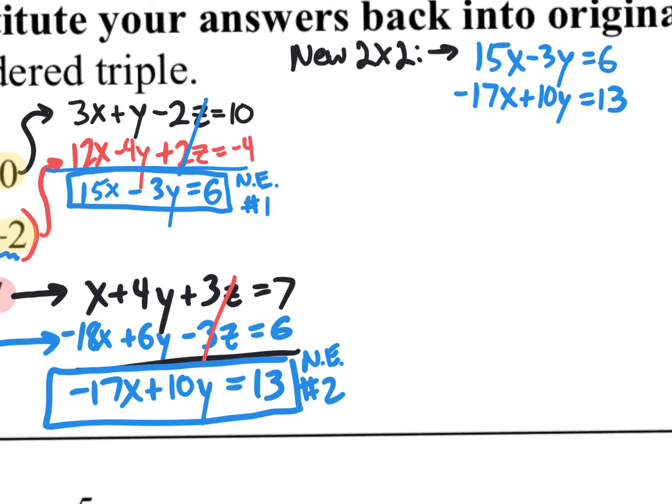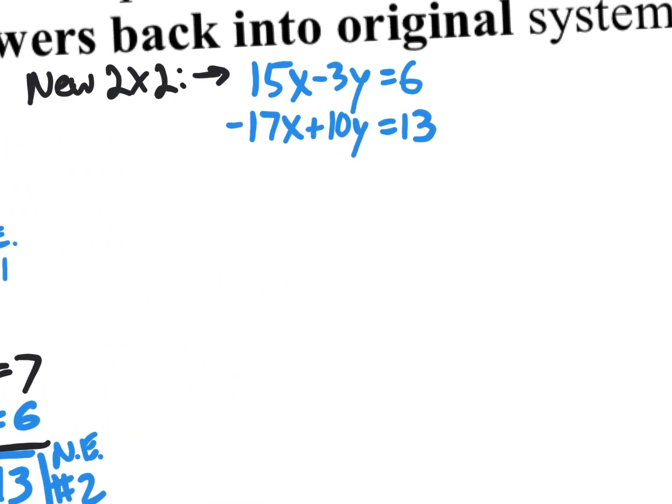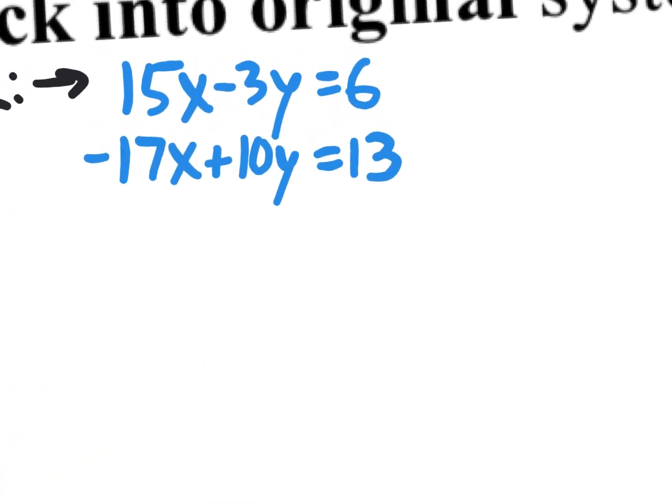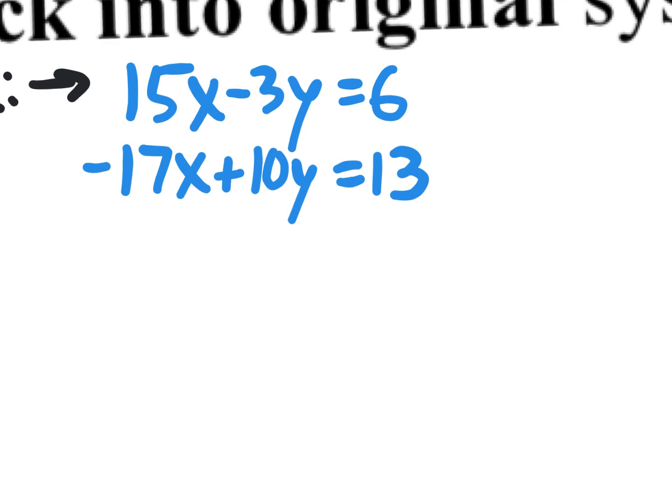So I'm going to ignore everything that I've done so far. I'm just going to focus in on this new 2x2 system, and I'm going to solve it. How would we solve this last week? You want either x's or y's to cancel. What do you think is easier to cancel? The 15 and the 17 or the 3 and the 10? Obviously 3 and 10, so you want the y's to cancel. So how could I change this to cancel with this? What do I need up here and what do I need down here?